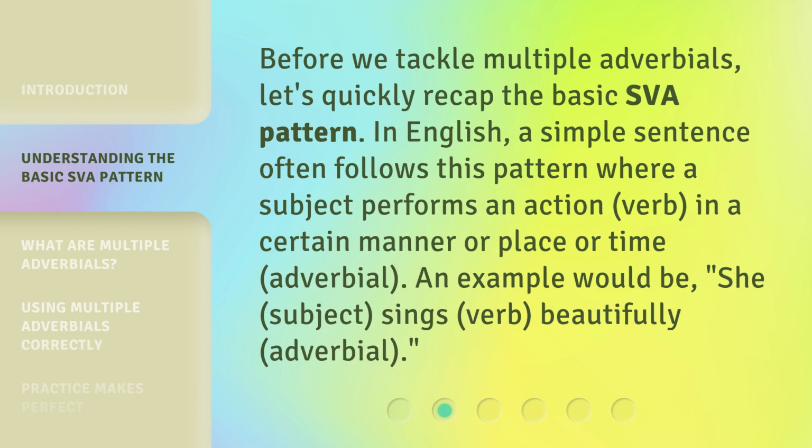Before we tackle multiple adverbials, let's quickly recap the basic SVA pattern. In English, a simple sentence often follows this pattern where a subject performs an action (verb) in a certain manner, or place, or time (adverbial). An example would be: She (subject) sings (verb) beautifully (adverbial).